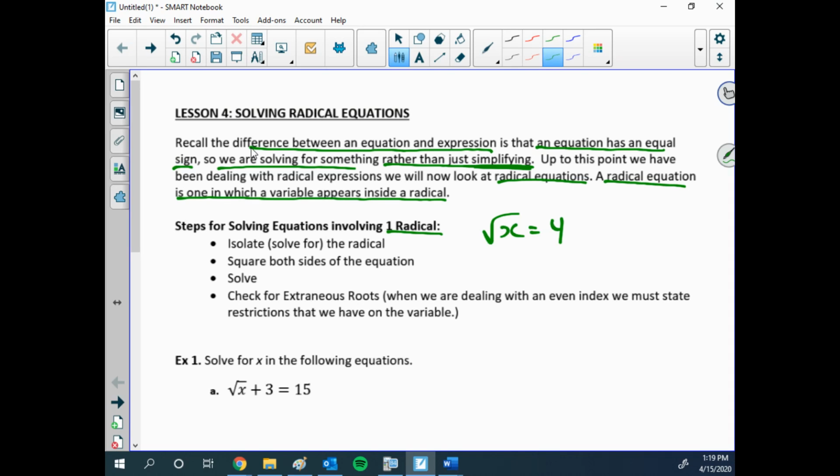So I wrote out the steps here. The first thing you need to do is isolate the radical. If there is anything else on the same side as the radical, you need to get it over to the other side, whether it's by adding, subtracting, multiplying, or dividing. Once you've done that, then you square, because I want to get rid of that root sign. Then solve, and then check for extraneous roots. We'll talk through what that means as we look at an example.